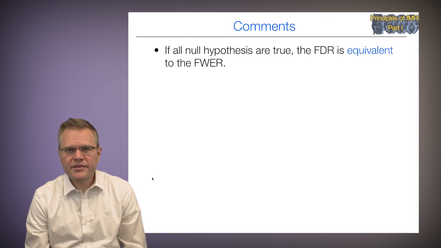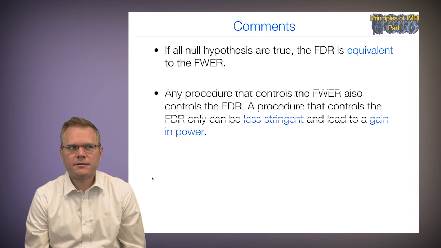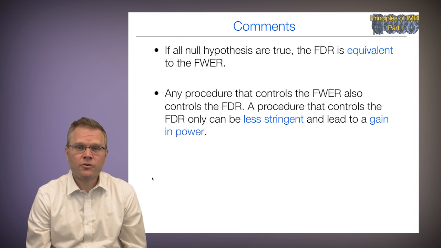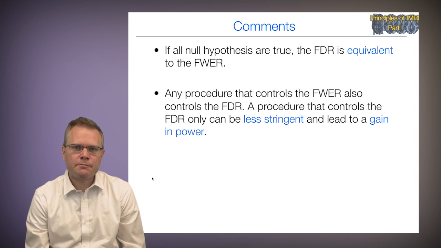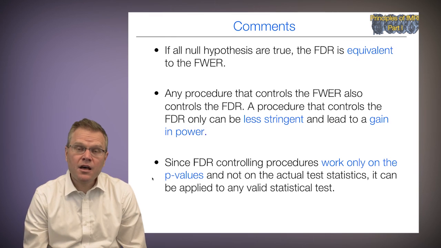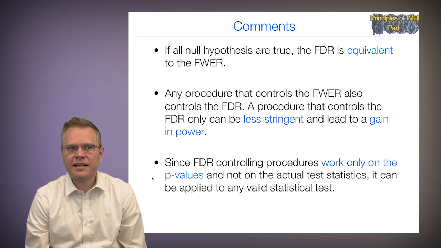If all the null hypotheses are true, then the FDR is equivalent to the family-wise error rate. Any procedure that controls the family-wise error rate will also control the FDR. So a procedure that only controls the FDR can only be less stringent and lead to a gain in power. Since FDR controlling procedures work only on the p-values and not on the actual test statistics, they can be applied to any valid statistical test.